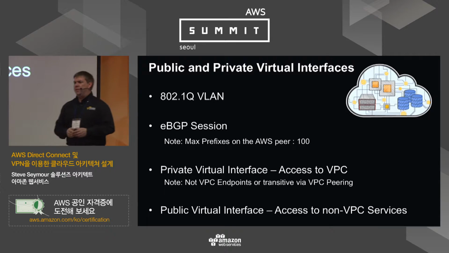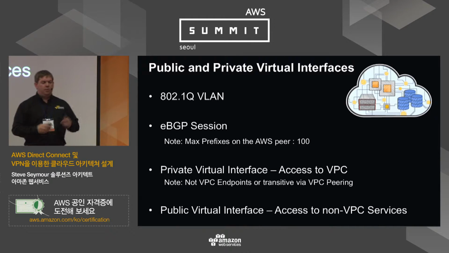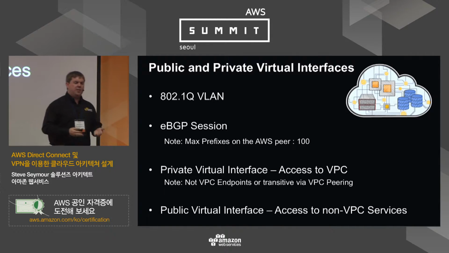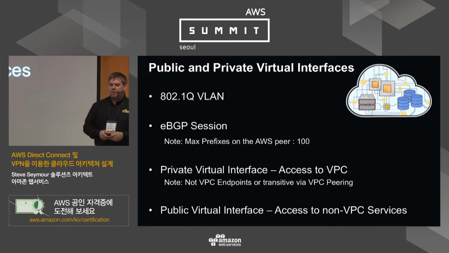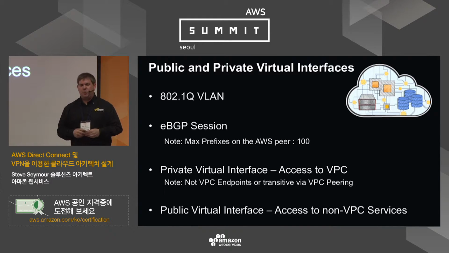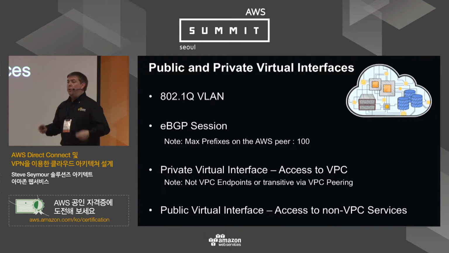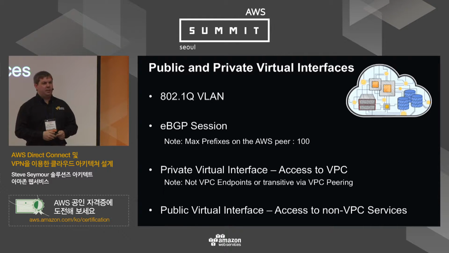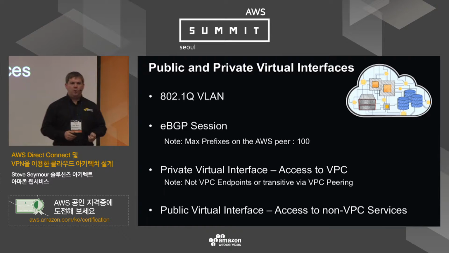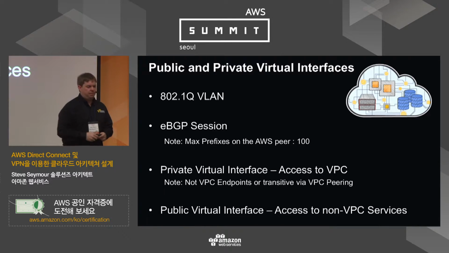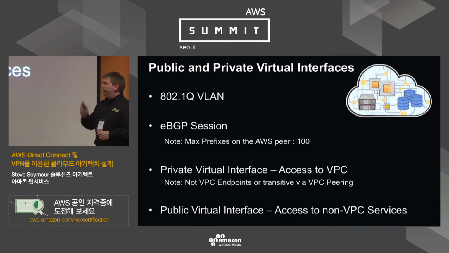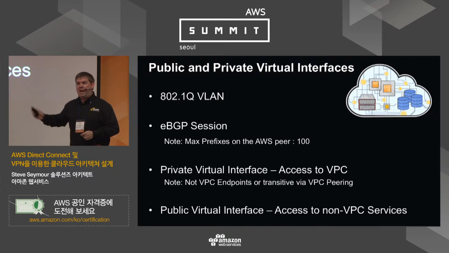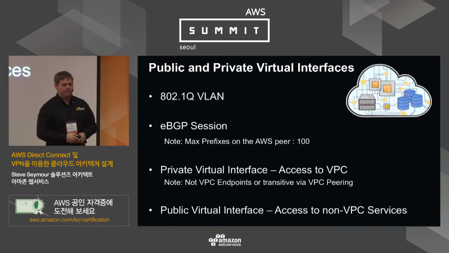So what are these virtual interfaces that I've mentioned a few times? Both public and private, they both use 802.1q VLANs. They both use an eBGP session to exchange routing information. Now, we only support BGP on Direct Connect. We don't support static routes. We don't support OSPF. Only BGP. A private virtual interface will give you access to your VPC. A public virtual interface will give you access to all of the other services that are outside the VPC, services such as Amazon S3 and Glacier, as I mentioned earlier.